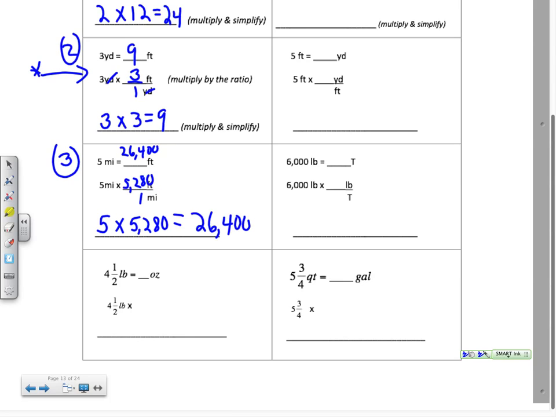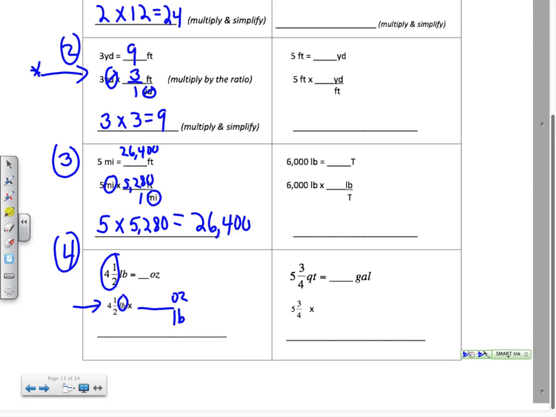Okay. The next one has a fraction, but we treat the fraction just like a regular number. So 4.5 pounds, we want to find out how many ounces that would be. So 4.5 is just a number. We've been working with multiplying fractions, so we should be able to do this. So I start here with my 4.5 pounds, and I need a ratio of ounces to pounds. Notice on all of these, if I have pounds here, I put pounds on the bottom. If I have miles here, I put miles on the bottom. Yards, yards on the bottom. That's important because it'll help you set up the problem correctly.